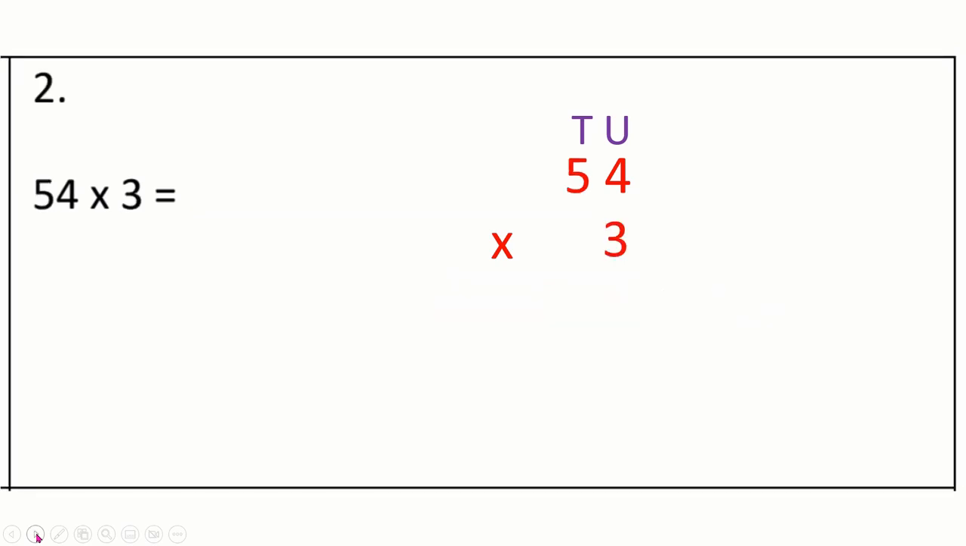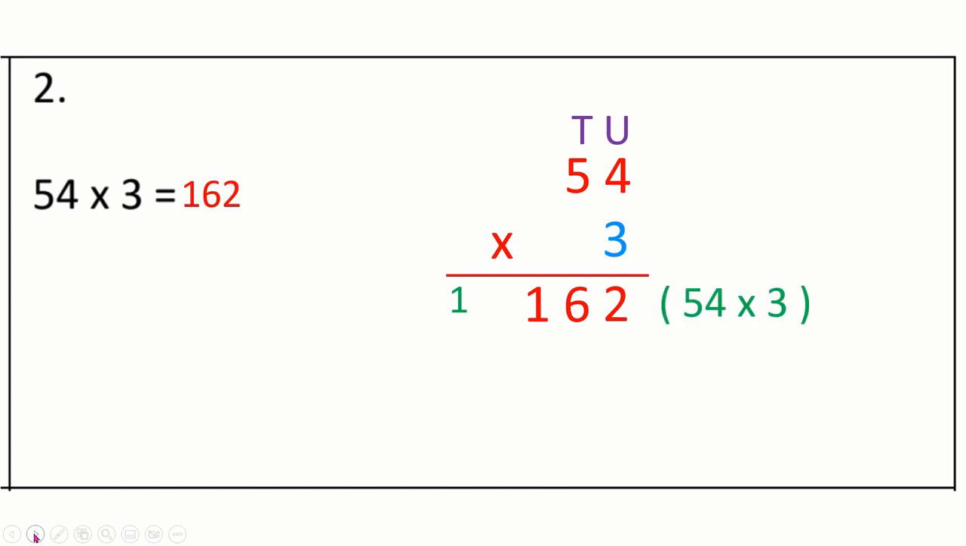Number 2, 54 multiplied by 3. Let's highlight the 3 in blue so you can see that 54 is being multiplied by 3. 4 times 3 is 12. Put down the 2, carry the 1. 5 times 3 is 15. 15 plus your carry is 16. So 54 multiplied by 3 is 162.